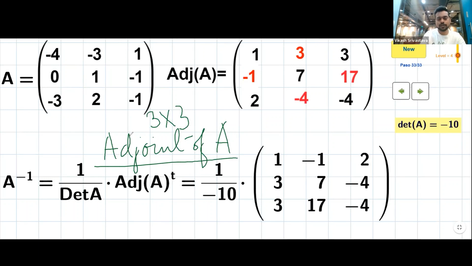Okay, so this is called adjoint of A, and then of course, as you can see, T, which is short for transpose. So we'll transpose the adjoint, and just divide it by the determinant, and that will give us the inverse matrix, right? So let's see how we can calculate the adjoint.